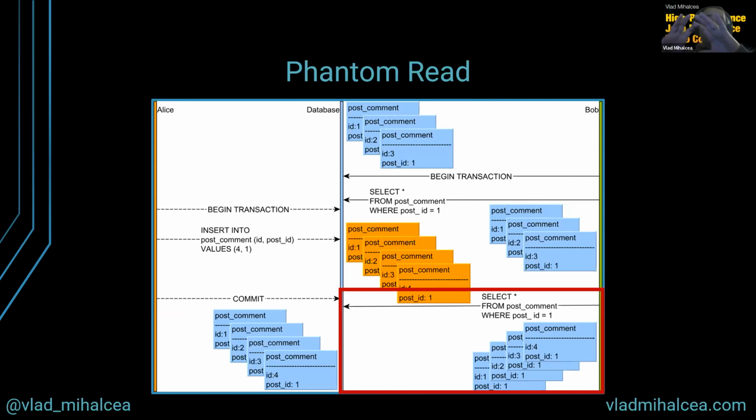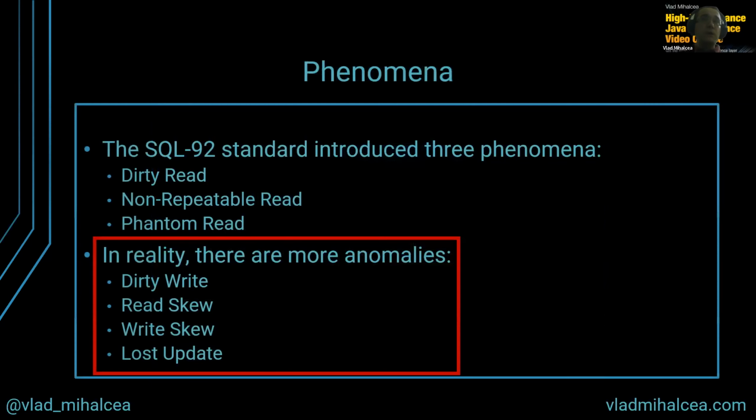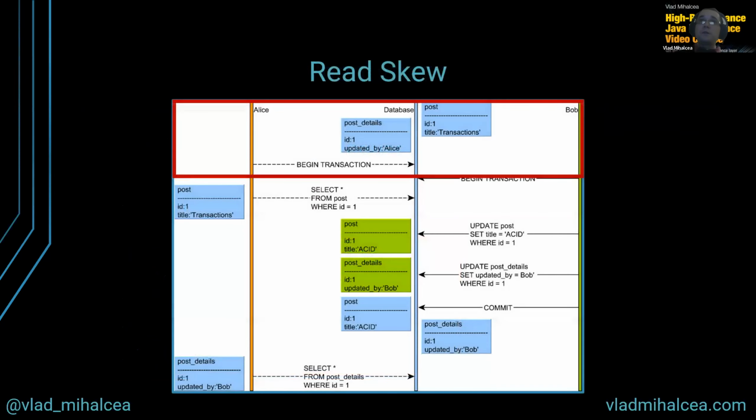But that's just the standard, and nowadays the manuals only tell you that, but that's not sufficient. In reality, you have more anomalies that your application can suffer from. Read skew can happen if you have 2 records. Let's say that we have 2 records with a one-to-one table association.